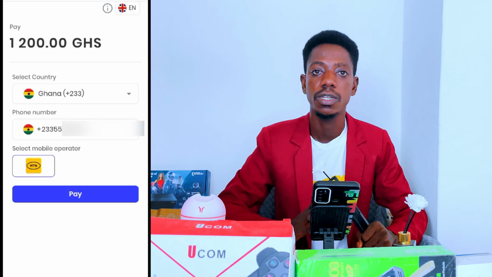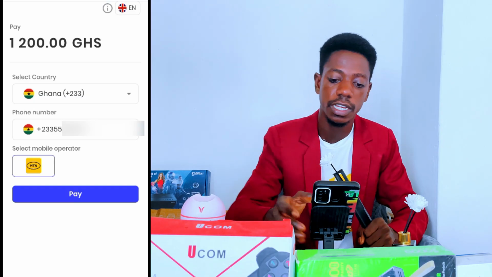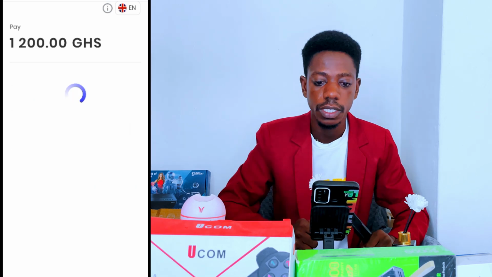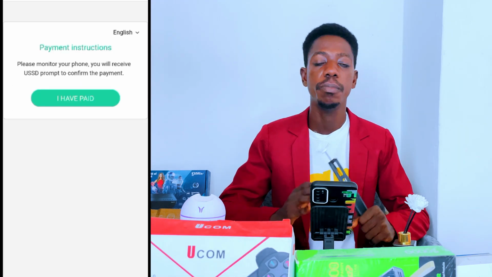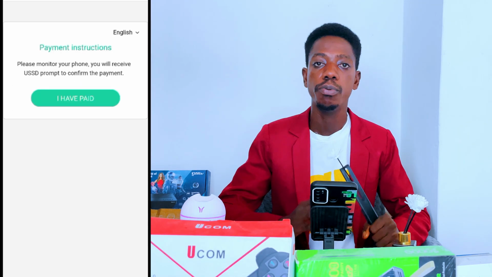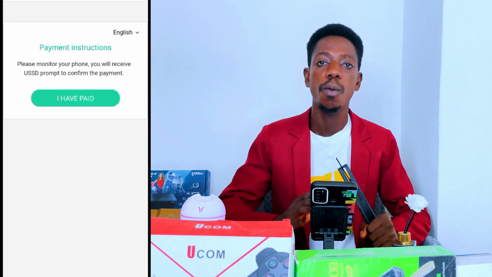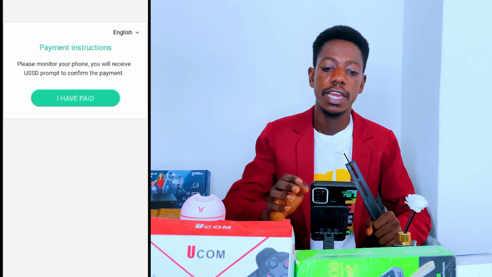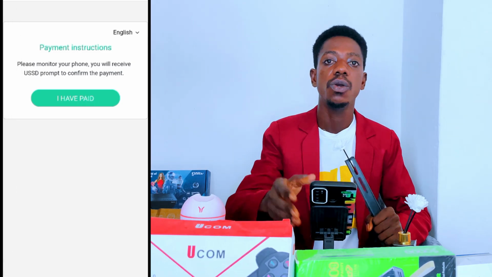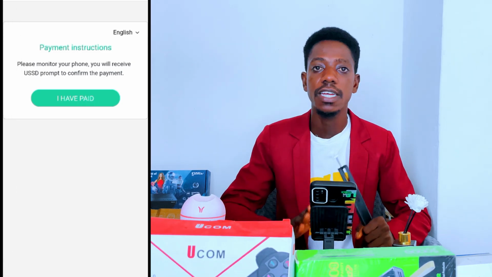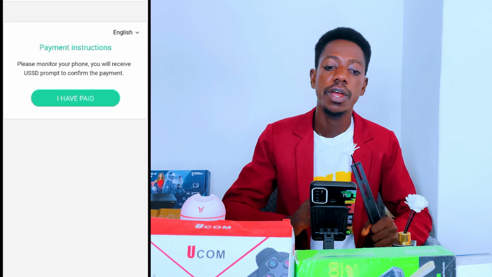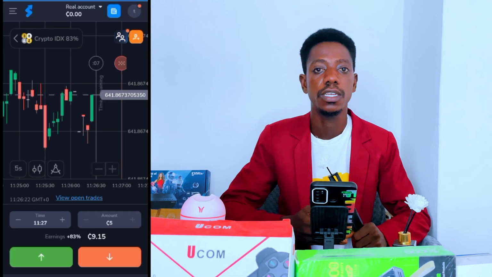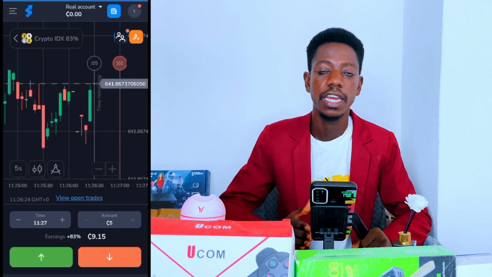don't include the zero. That is, if your number is 0554, you start with 554, as simple as that, then click on pay. So after entering the number you want to use to make payments, MTN will send you a Momo prompt. Then you go ahead and enter your mobile money PIN, then you accept the transaction. After that you click on I have paid here, and within seconds, instantly, the amount that you paid will reflect in your real account. After a successful deposit, it will reflect in your real account, then use it to trade.